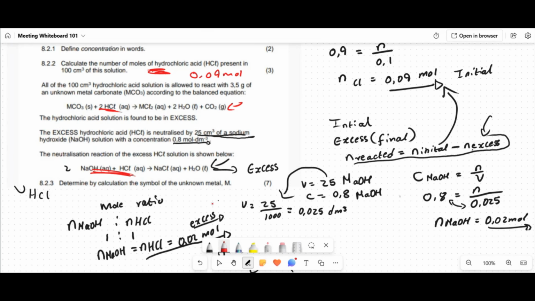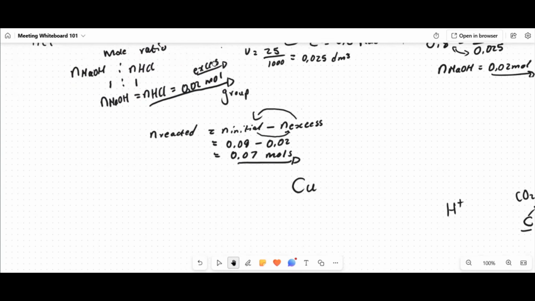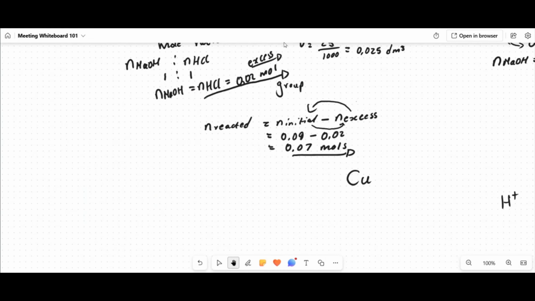find the number of moles in excess, which means during the reaction with metal carbonate, the number of moles that have reacted with metal carbonate were 0.07 right here. This one. So once you're in a scenario like that, because we said these are the number of moles that have reacted, you are going to do a mole ratio again of the number of moles of metal carbonate and hydrochloric acid again.